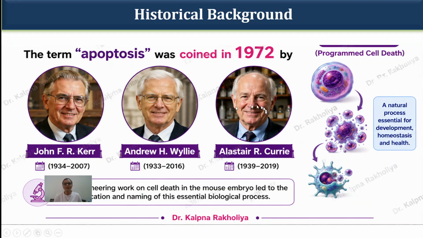This is the historical background of apoptosis. The word was coined in 1972 by three scientists, John Kerr, Andrew Wyllie, and Alastair Currie. Their pioneering work gave us the word apoptosis. They did the work on mouse embryos and coined the word apoptosis.